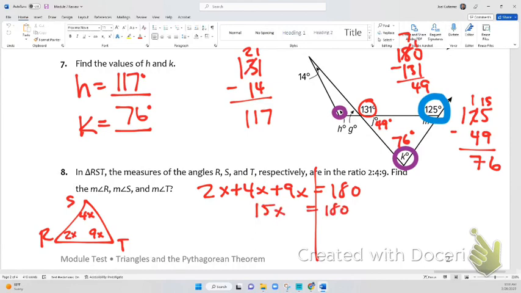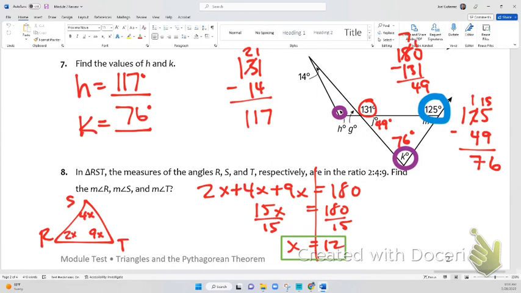And then in order to get the x by itself, you have to divide both sides by 15, and you end up with 12. So that's the value for x. Now remember, the question is asking, find the measurement of R, S, and T. So the last thing we have to do is just plug it back in.